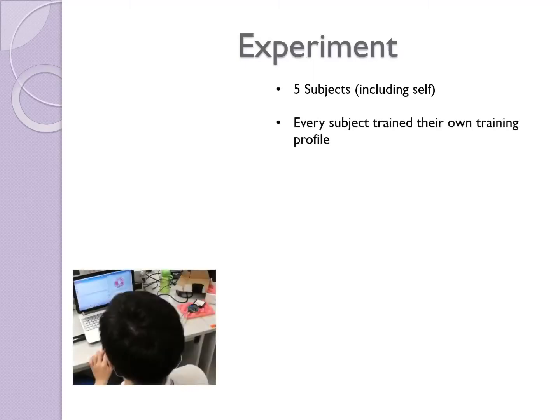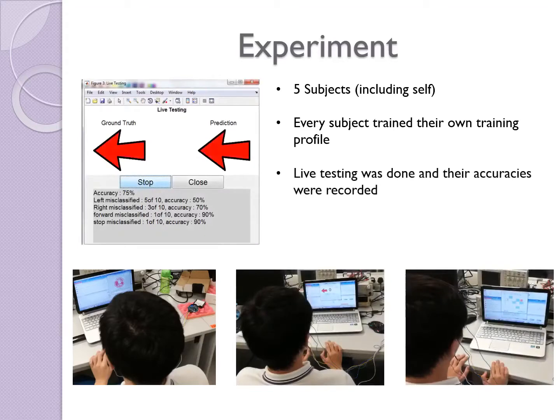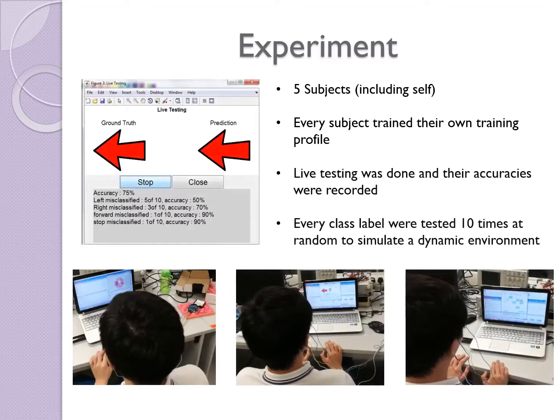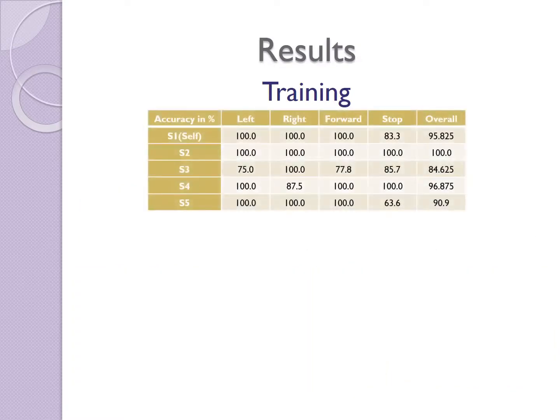To obtain the performance of this system, an experiment was conducted across 5 subjects including myself. Every subject has to train their own training profile, and they have to go through live testing sequences, and their accuracies were recorded. In the live testing, every class label will be tested 10 times at random to simulate a dynamic environment. The training results for all 5 subjects are as follows. Every subject managed to achieve an accuracy of 84% to 100% overall. Note that the training accuracy will vary per every session of training. This is due to the random nature of training data chosen.